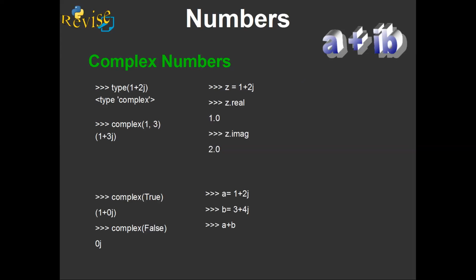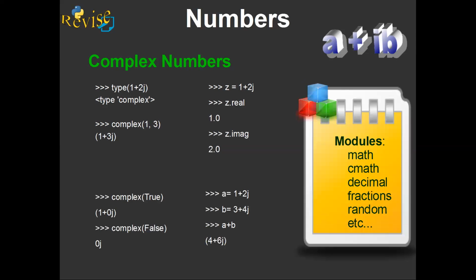With two complex numbers a and d that I have defined, a plus d gives you a result with 6j. So there are different modules. You can use numbers, math, cmath, decimal, fractions, random, and many more. The random module helps you generate random numbers.